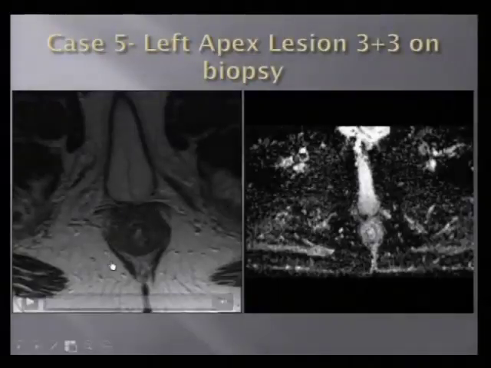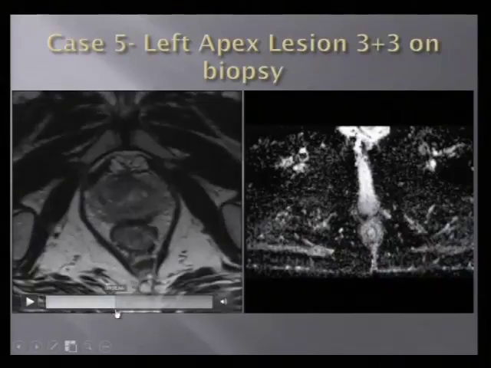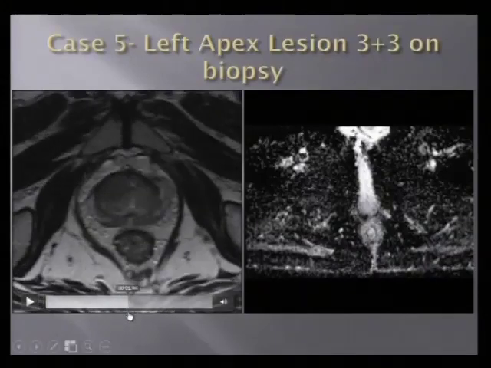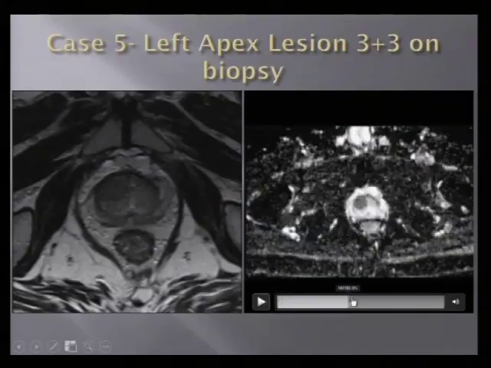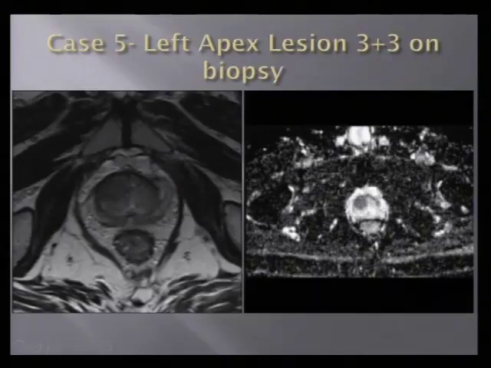Here's an example, left apex lesion, 3+3 on biopsy. And I don't see anything in the left apex, and we'll get into in just a second how prostate MRI certainly cannot be used for screening. But look at right anterior. That's almost for sure going to be a cancer, almost for sure.